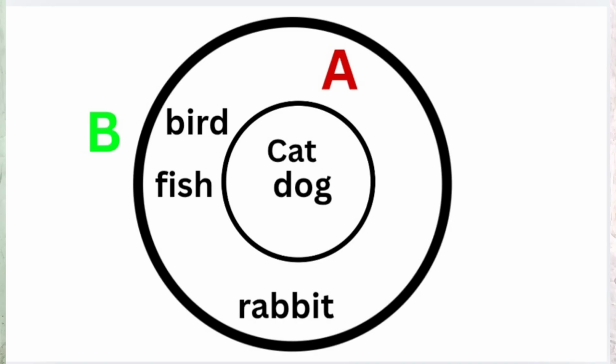The last example, a proper subset shown in a Venn diagram, which is represented by two circles, one inside another. Set A: cat, dog, the pets you have in your house. Set B: cat, dog, bird, fish, rabbits, all possible pets. In a Venn diagram, circle A is completely inside circle B. No overlap outside A. This shows A is a proper subset of B. Nothing in A is outside B.